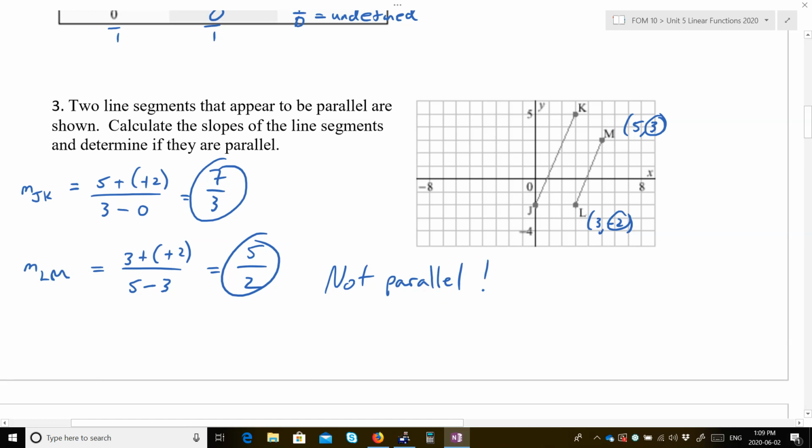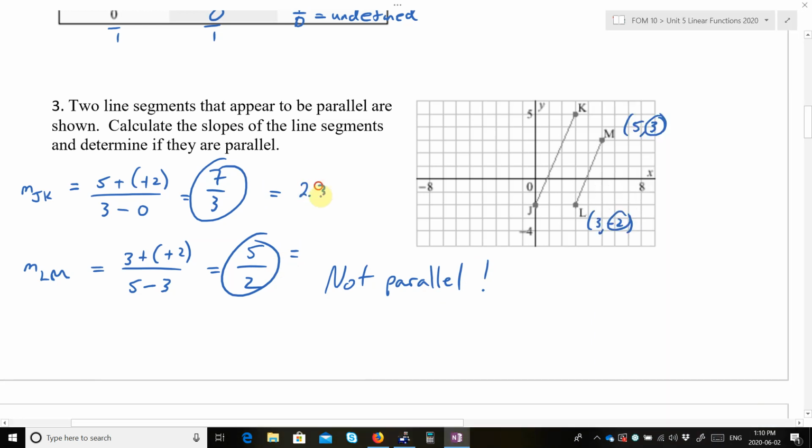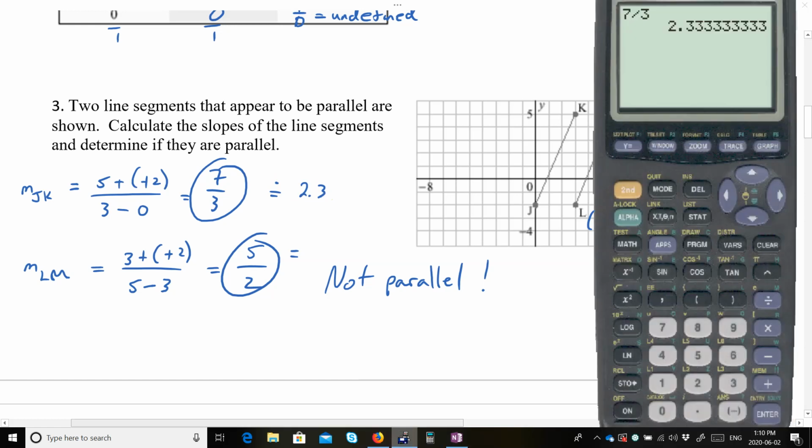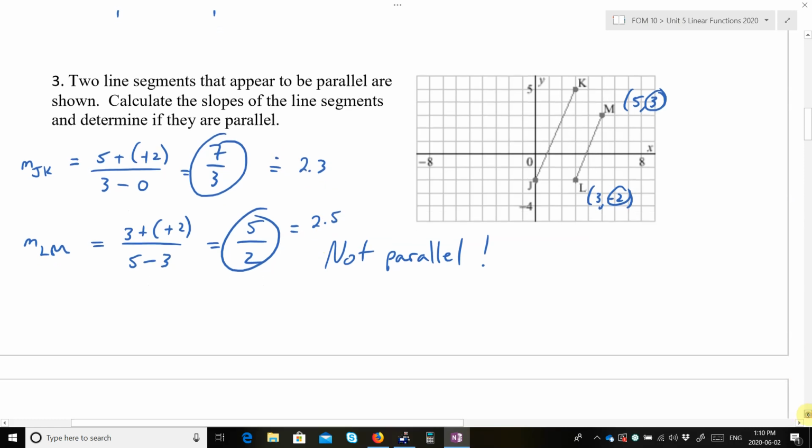Okay, and you can see the answer key does these in decimals. It says 2.3 and 2.5, because if you look at 7 over 3, that's approximately 2.3, and 5 over 2, of course, is 2.5. So that's what the answer key has there for you.